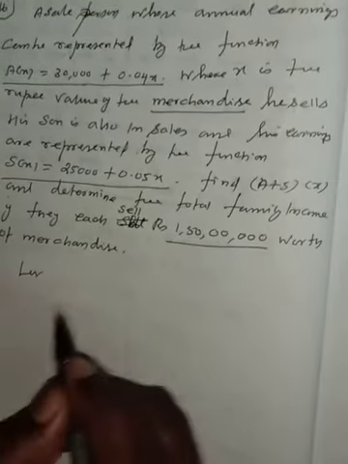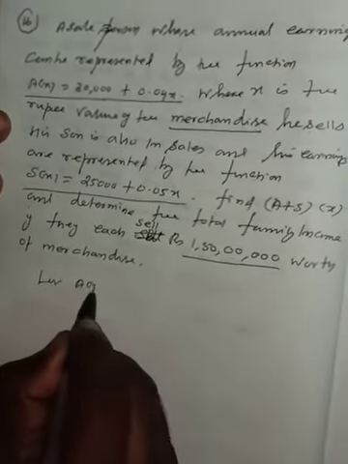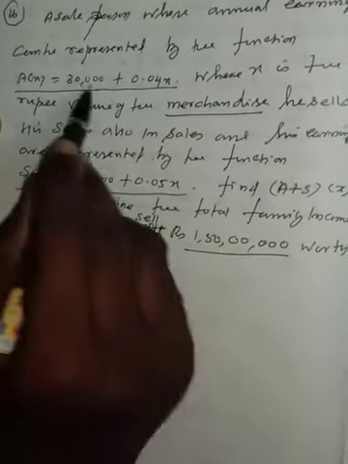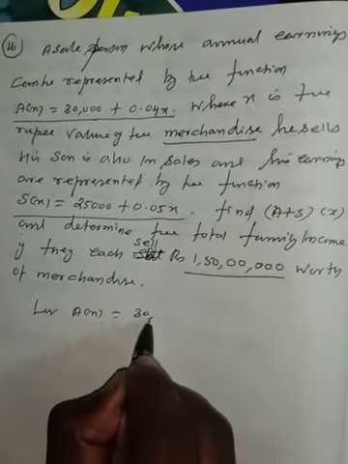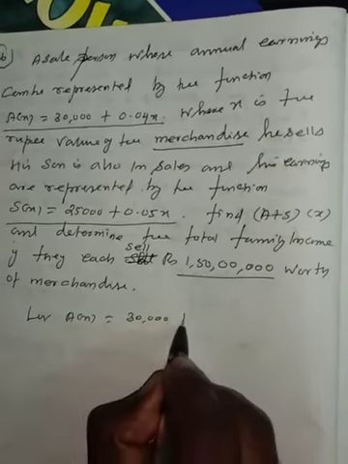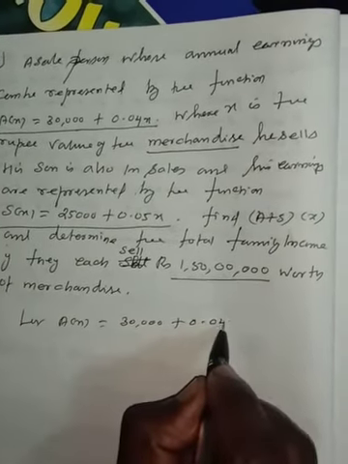Now let a of x be given by 30,000 plus 0.04x.